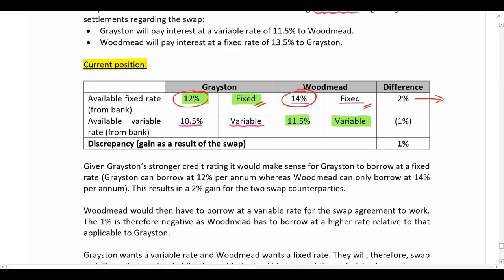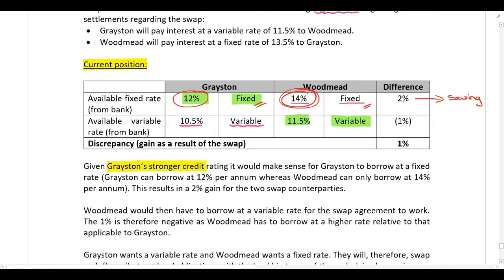So this 2% difference that we have over here is a 2% gain or a 2% saving, because Grayston is currently borrowing at a fixed rate and their fixed rate is 2% lower than the fixed rate Woodmead would pay if they had to have a fixed rate with their bank. So it's a 2% saving. You can see the discussion just below.